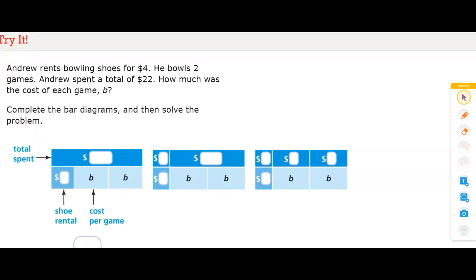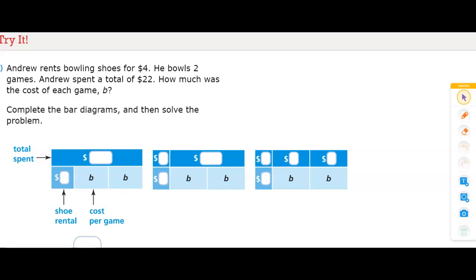Andrew rents bowling shoes for $4. He bowls 2 games. Andrew spent a total of $22. How much was the cost of each game? B. Complete the bar diagrams and then solve the problem.